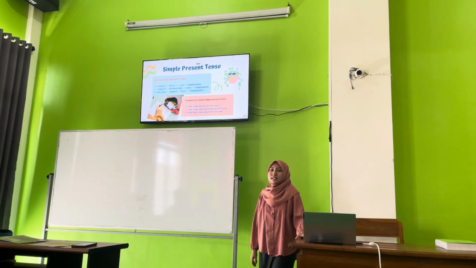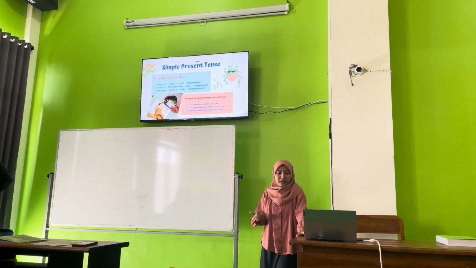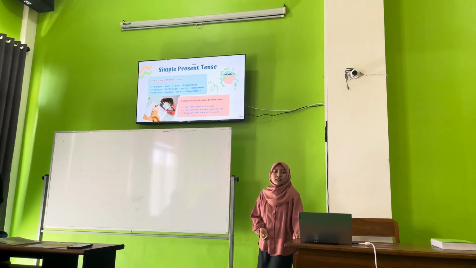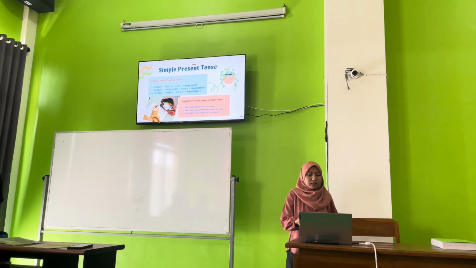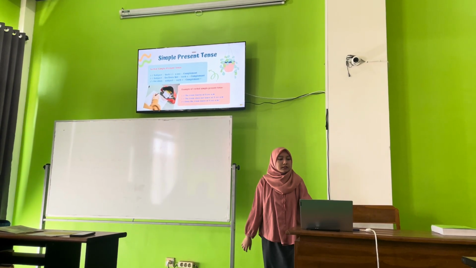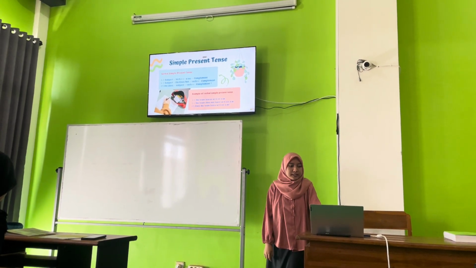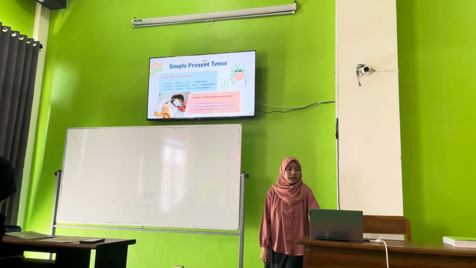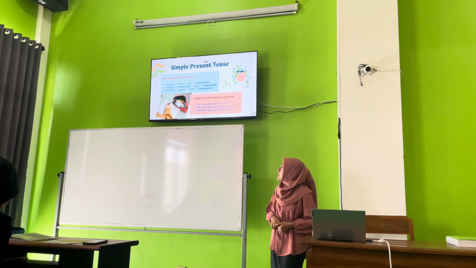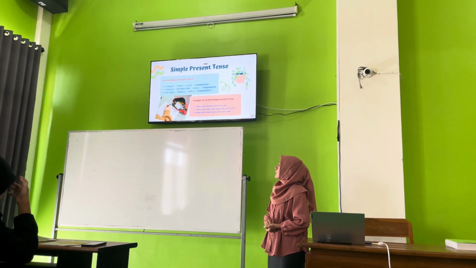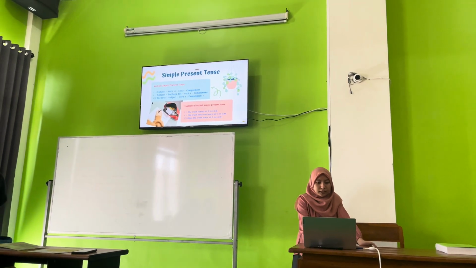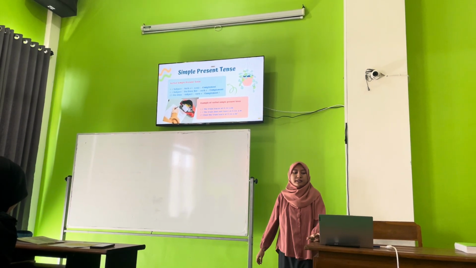Simple present tense is divided into two: verbal simple present and nominal simple present. You can see the formula for the positive simple present: subject, verb one or verb s/es, and then complement. The negative sentence is subject, do/doesn't, and then verb one, and then complement. The interrogative sentence uses do/does, and then subject, and then verb one and complement.